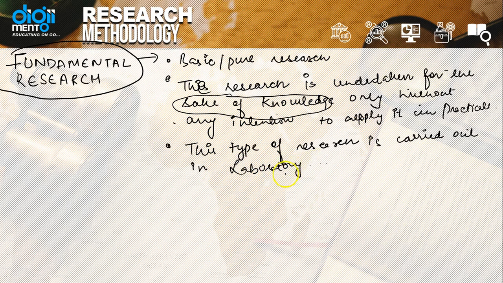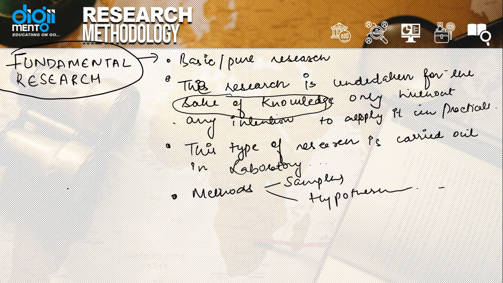Psychological laboratory, okay. And we use different methods in this fundamental research, like sampling, hypothesis testing. So these are some methods we are using in this laboratory. So the next question arises, what is the use of fundamental research? The use of fundamental research is in developing the theories, okay, and principles.